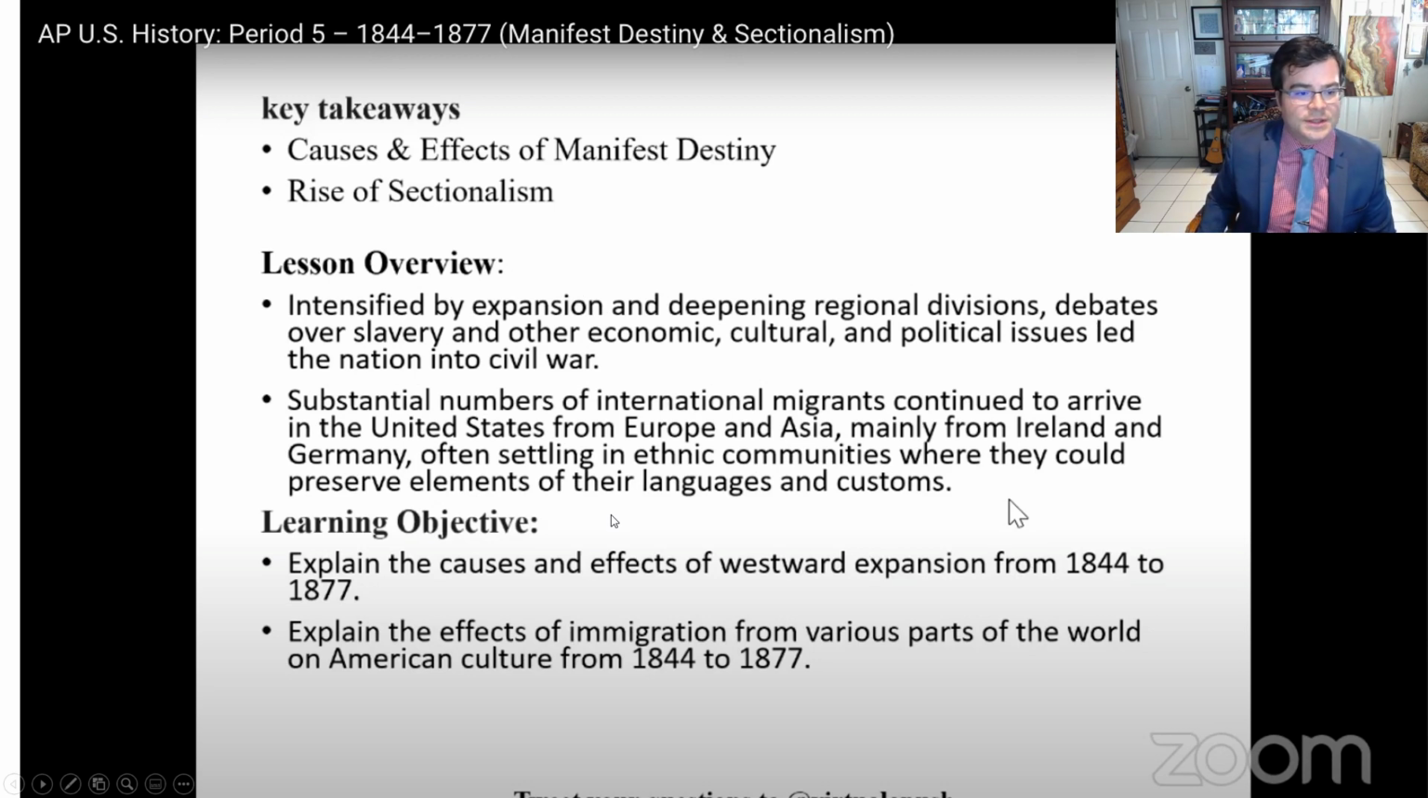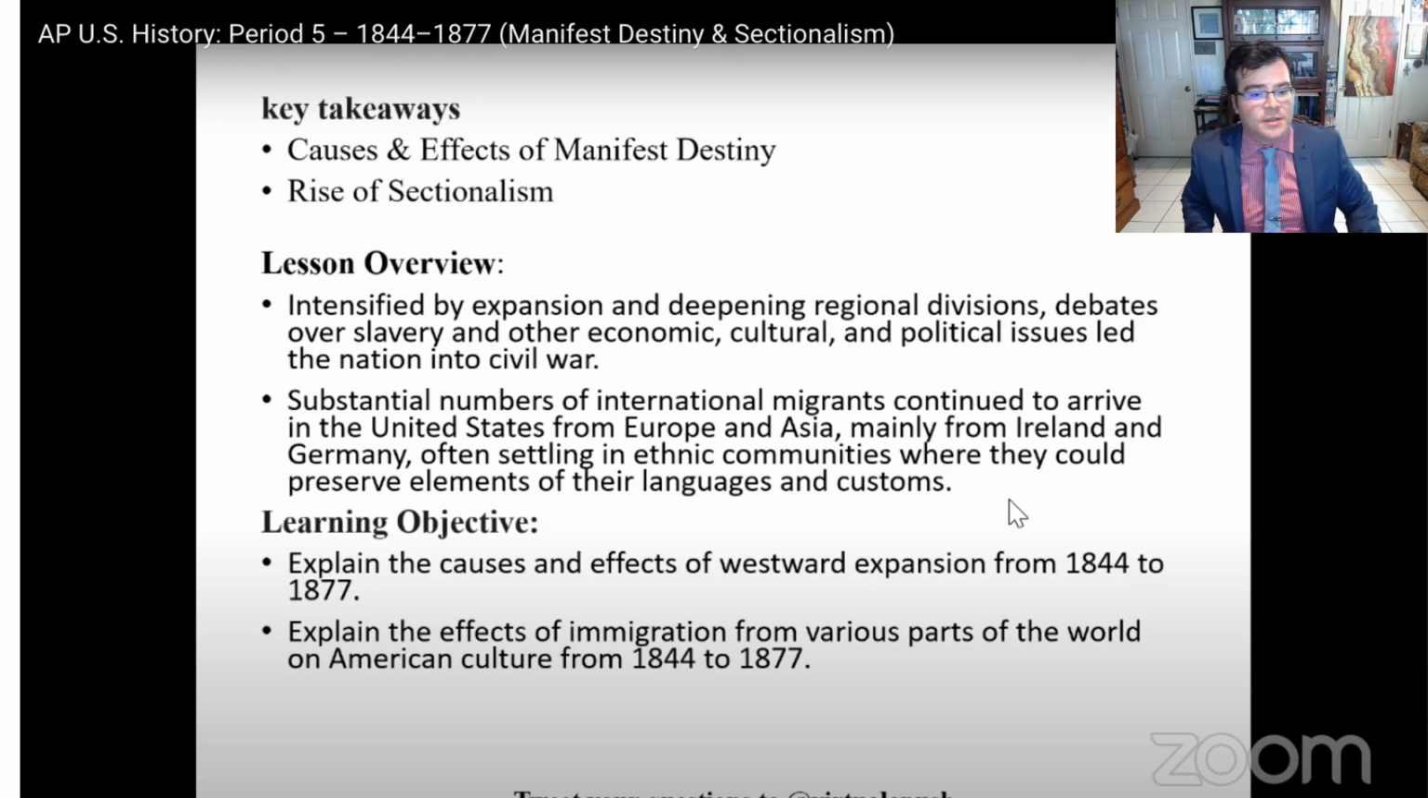Okay, so here's the key takeaway for Manifest Destiny and the Rise of Sectionalism. Divisions and debates over slavery are going to be intensified by expansionism, and it's going to eventually lead to the Civil War, right? Another huge factor is population is growing. A lot of immigrants are still coming in, and that's going to drive Manifest Destiny. Okay, it's going to get too crowded. We're going to move west. So we grow, and the growing pains are going to lead to conflict, right?